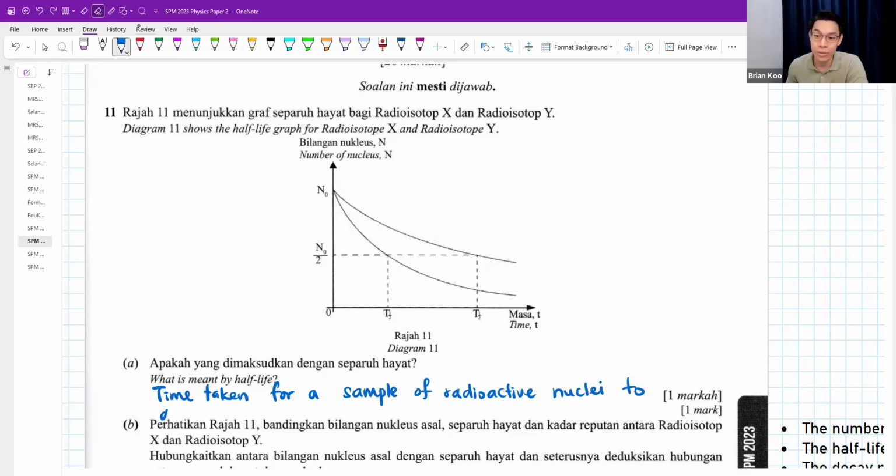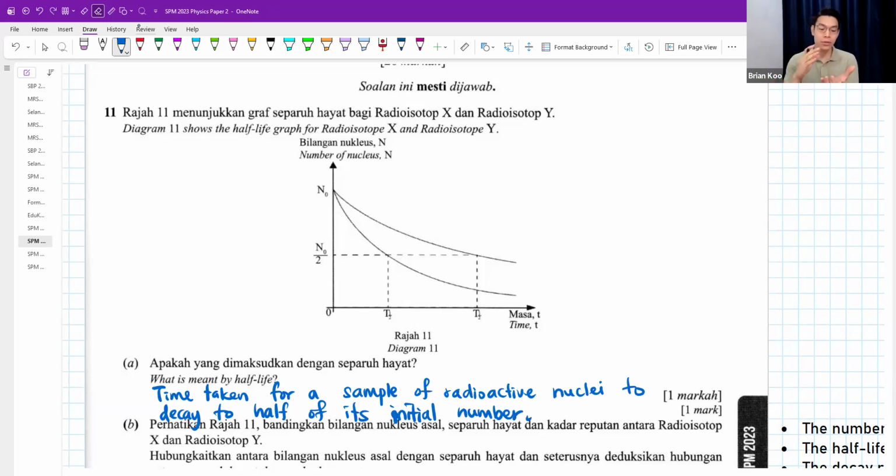To decay to half of its initial, the original number also can. All right, initial. Okay, so if it keeps on becoming more and more stable, something that is very radioactive will always try to find a way to be more stable.